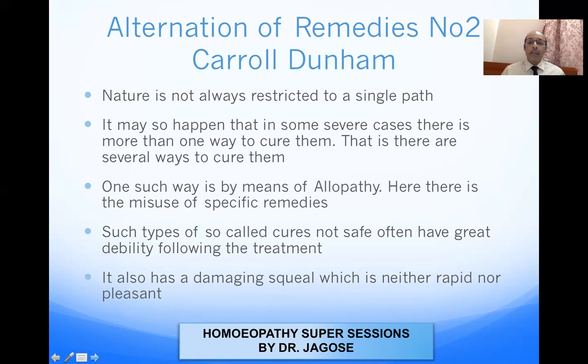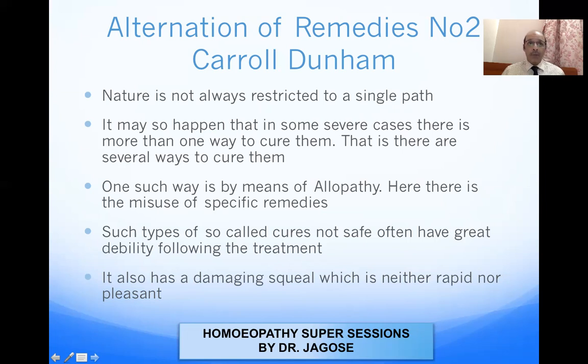It may so happen that in some severe cases, there is more than one way to cure them. That is, there are several ways to cure them. So it may happen also that in different cases, you may get more than one way in order to find out the simile. That means what? One such way is by means of allopathy.